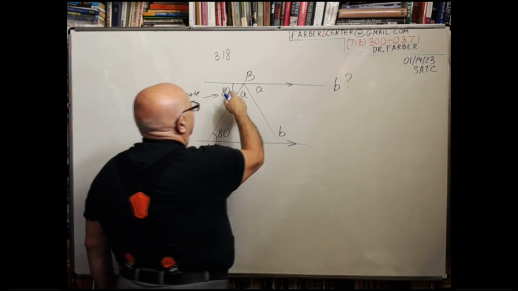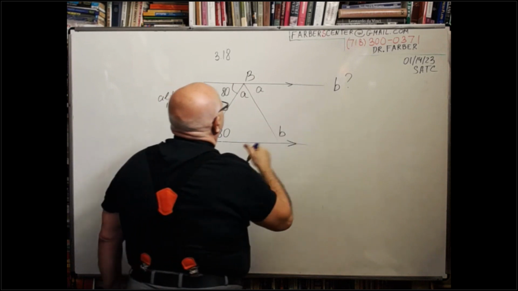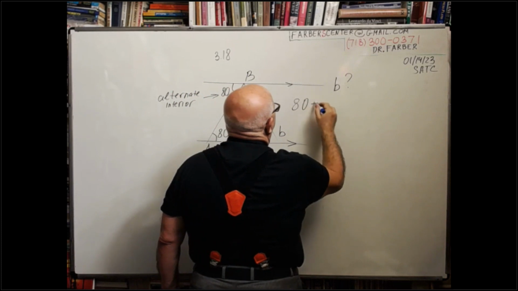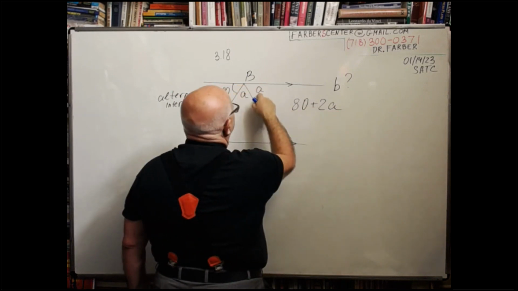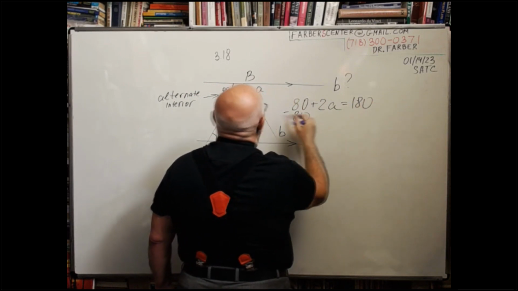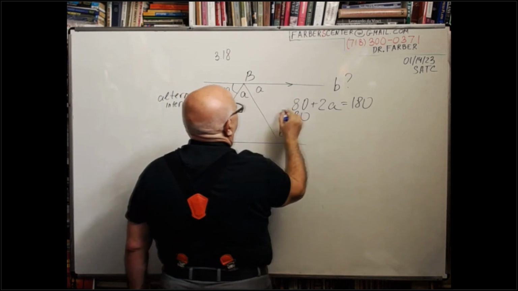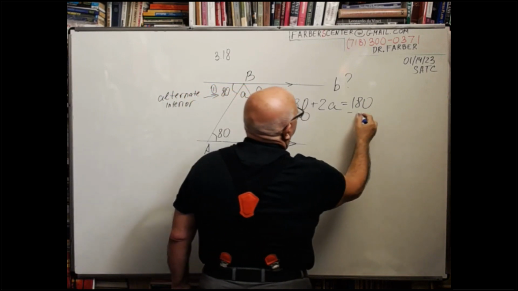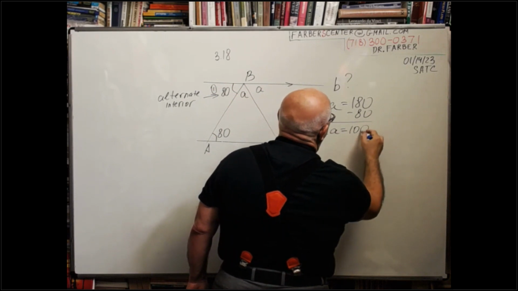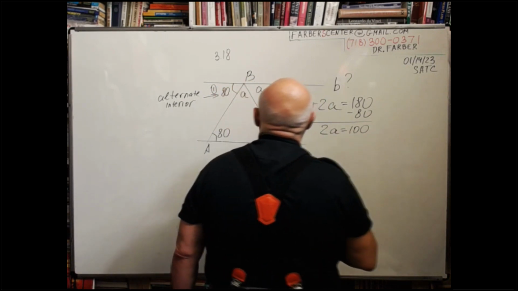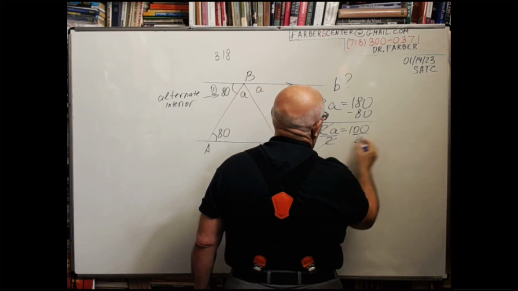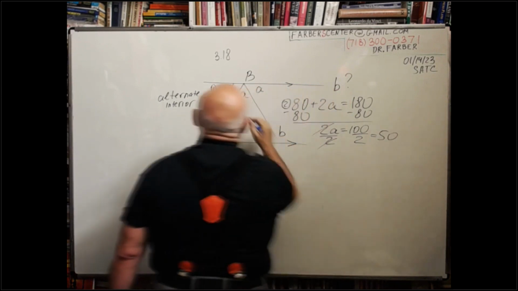So now this is a straight angle. 80 plus 2a equals 180. Minus 80, this is step number 1. And step number 2: 2a equals 100. Divide both parts by 2. A equals 50. This is 50.